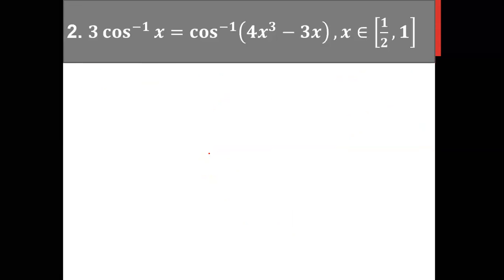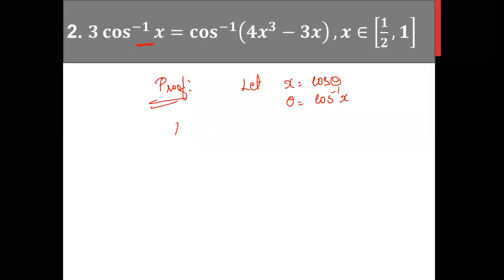This was the next question: 3 cos inverse x is equal to cos inverse of 4x cube minus 3x. If anything was wrong, make it proper. Here, what should be the substitution in this proof? Again we have to prove it in terms of cos inverse x, so take x is equal to cos theta. Then theta is equal to cos inverse x.